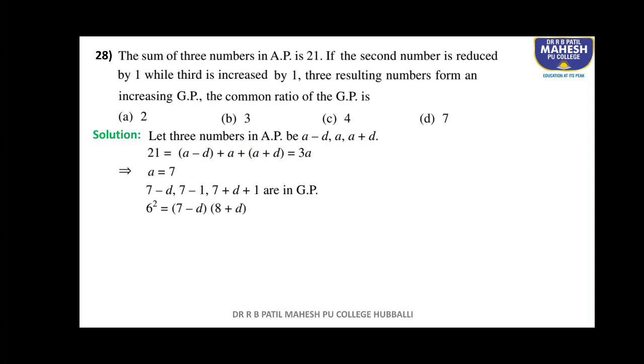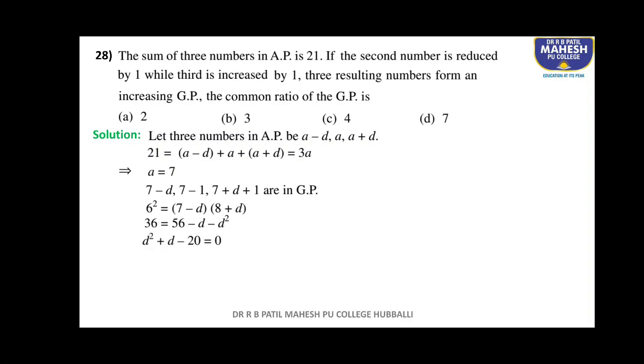They are in GP means the square of the middle number is equal to the product of the remaining two numbers. Therefore we can write 6 square, because the middle number is 6. So 6 square is equal to the product of the two numbers, 7 minus d into 8 plus d. Now we can simplify this. 6 square is 36, equal to 56 minus d minus d square, by multiplying 7 minus d into 8 plus d term by term.